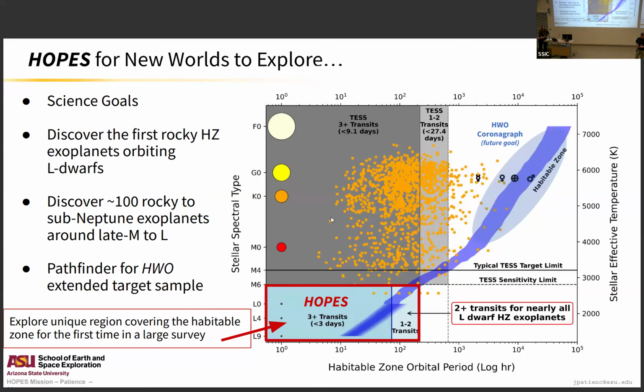Hi, Zachary Hartman, NASA Ames. So I'm interested in, you're saying that this could be a pathfinder for an HWO extended target sample. But are you talking about doing direct imaging on them? No. Okay. Yeah, so for the HWO, it will do coronagraphic, spectacularly sensitive reflected light imaging for Earth-like planets around sun-like stars. But no, this would be for transits.